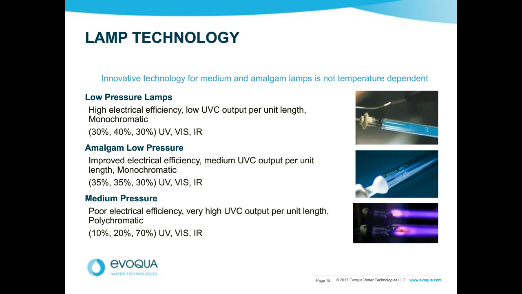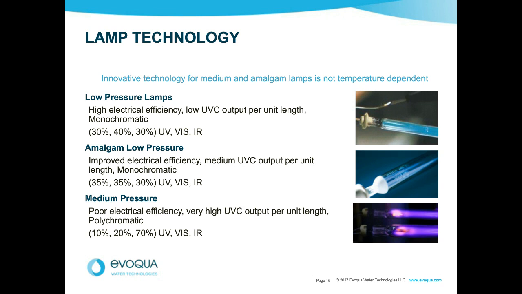Medium pressure lamps have a strong advantage in that they are very small. The footprint is very small, so they can be packed into a very small area. Ships would tend to use medium pressure technology to disinfect ballast water because getting the equipment down to the bowels of the ship is very tough. You can't have a high footprint.